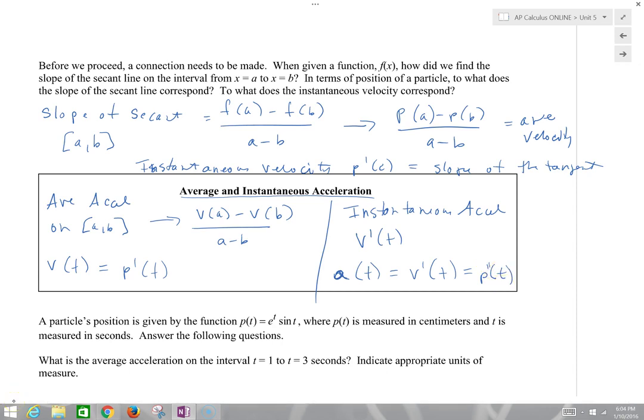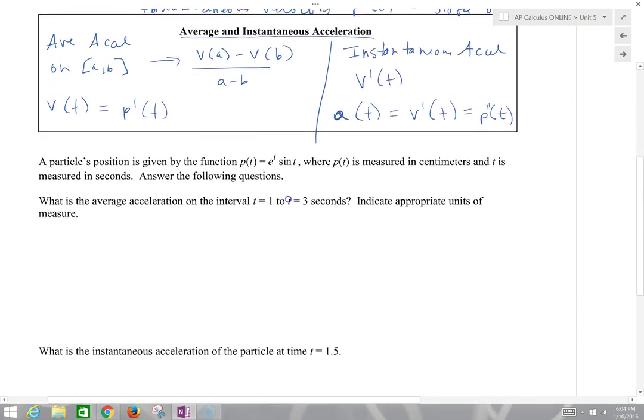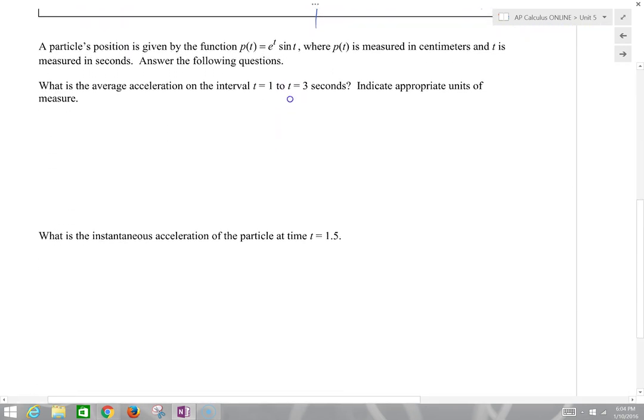Alright, so let's put this into practice. We're going to take our same particle position function, p of t equals e to the t sine t, and we want to find the average acceleration. So we know p of t was equal to e to the t sine t.